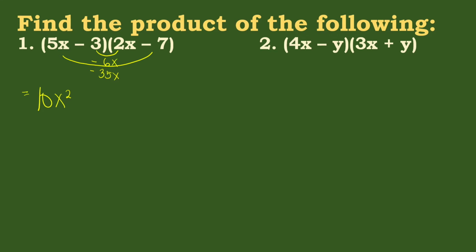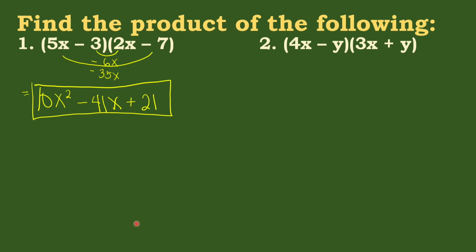So as we can see, just like in the previous example, these two terms are similar. So we will combine negative 6x and negative 35x. That would be negative 41x. And finally, the product of the last terms, negative 3 and negative 7, is positive 21. Alright? So this is the final answer.